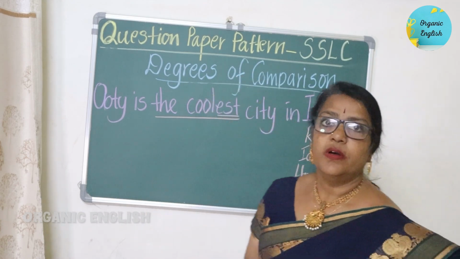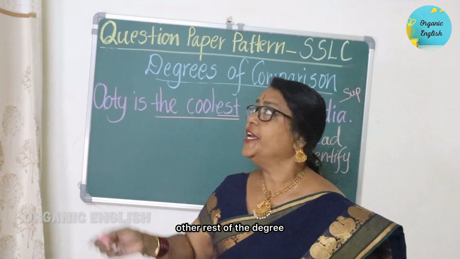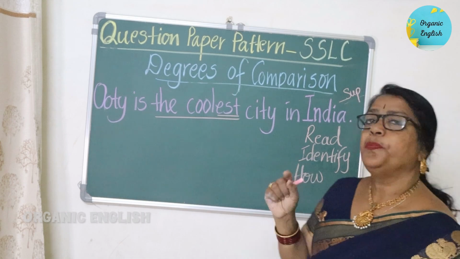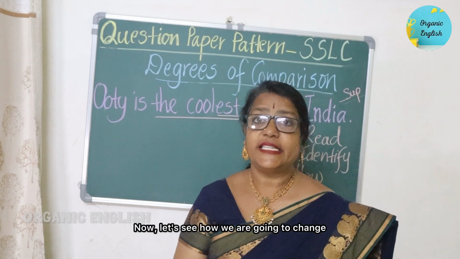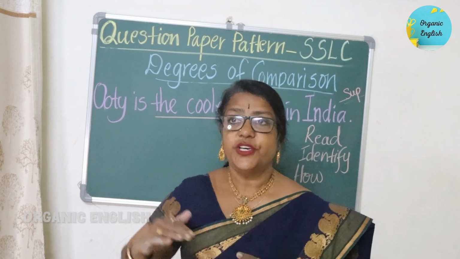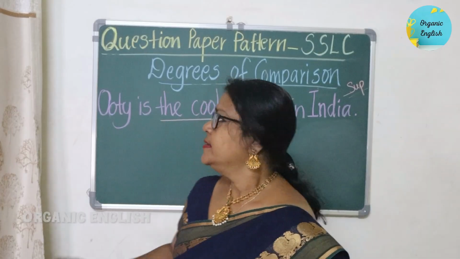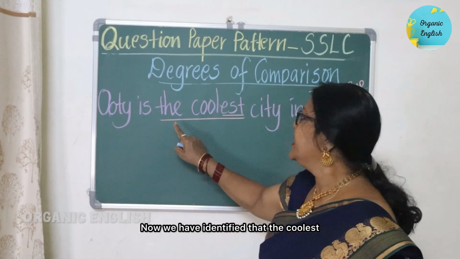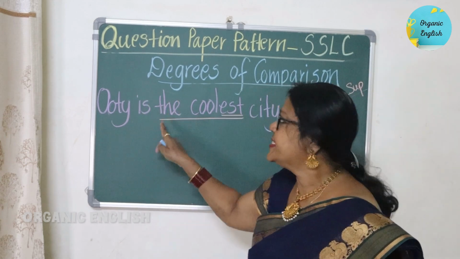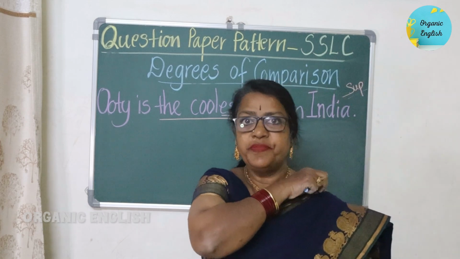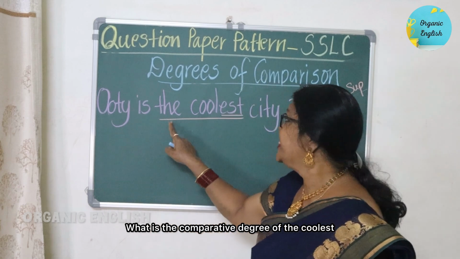Right, now we need to change this sentence into the rest of the degrees. If it is superlative degree, then the other two degrees are positive degree and comparative degree. Now let's see how we are going to change this superlative degree sentence into the other two degrees. We have identified that the coolest is the phrase which says that this sentence is a superlative degree. Now let us change to comparative degree.